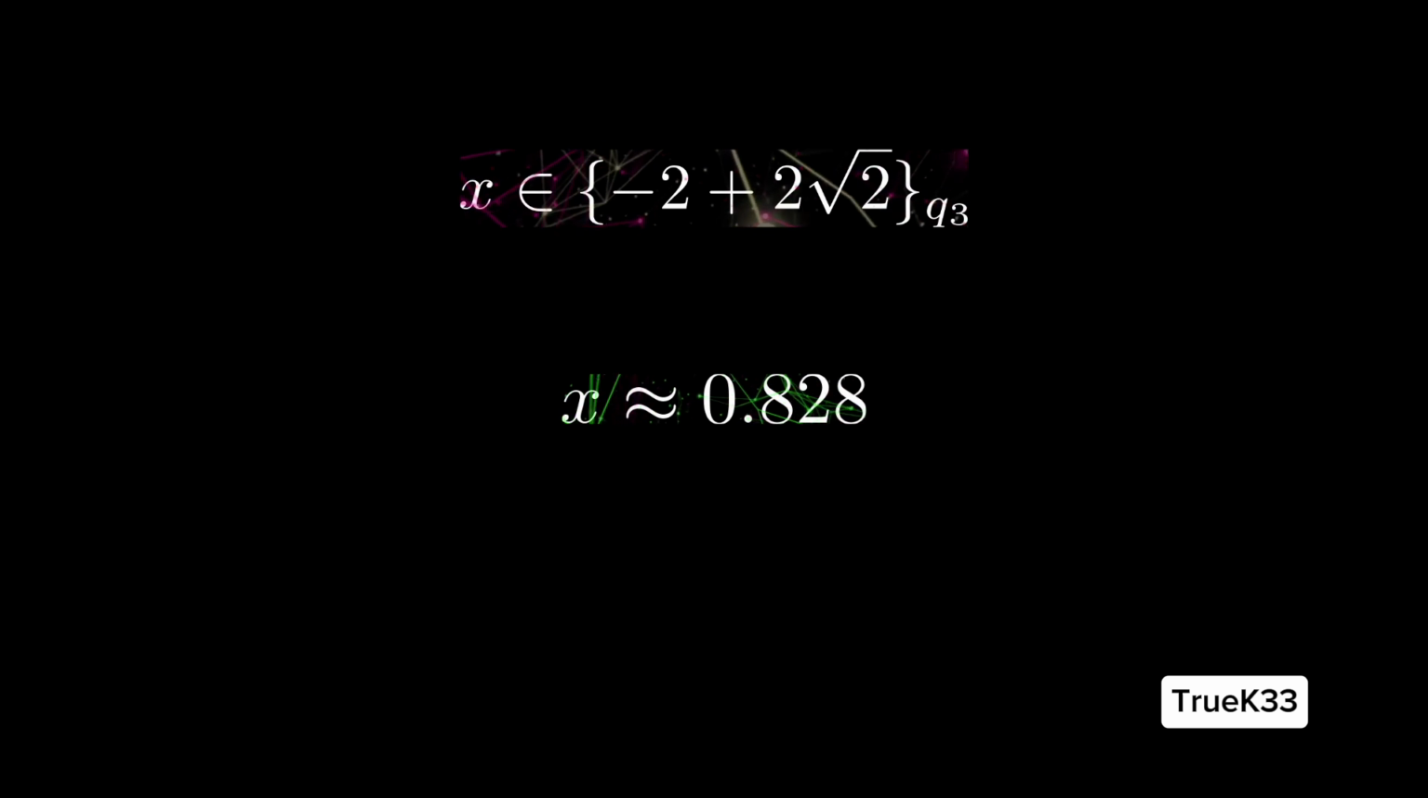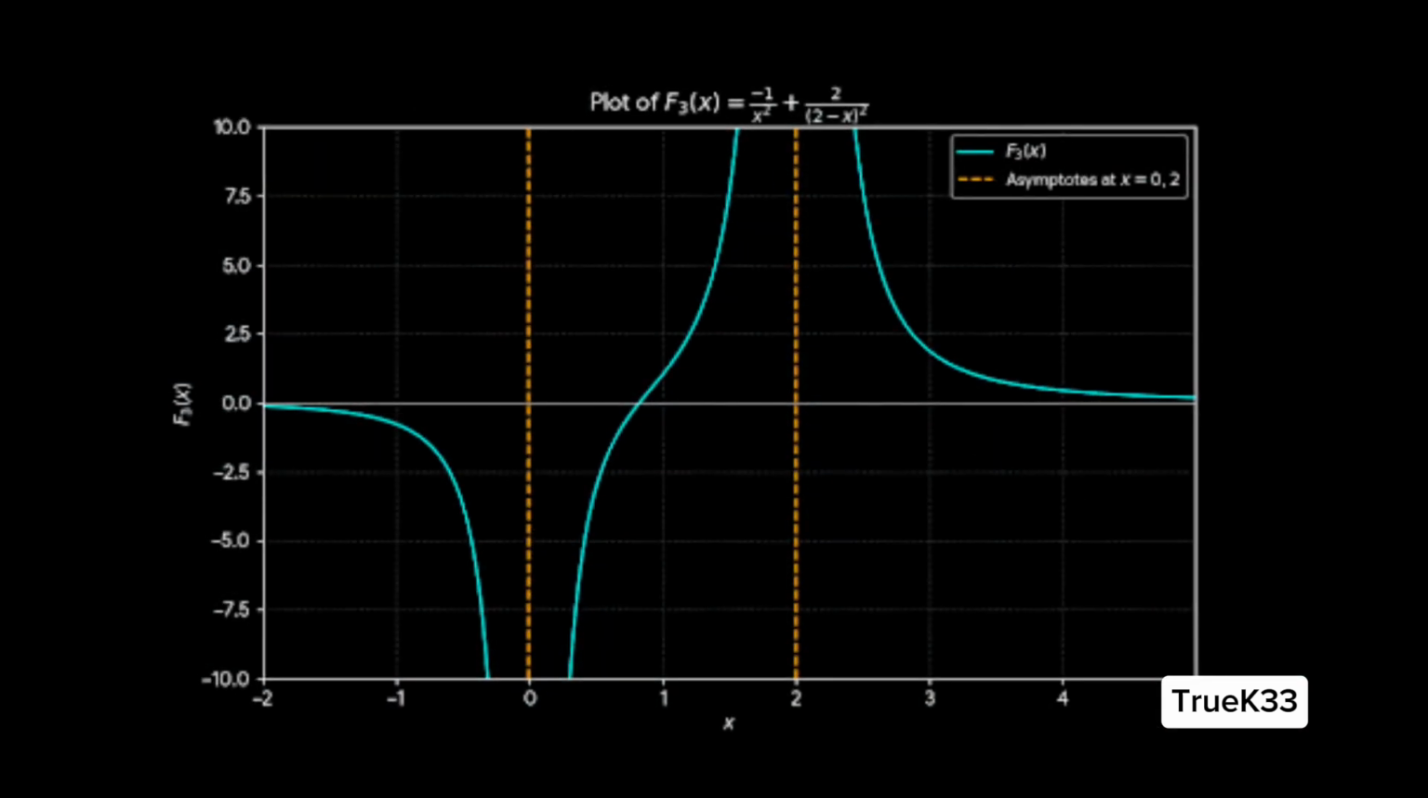Let's see the graph of the force F2. This is the graph of our function F3. Observe that at the 2 points where x equals 0 and x equals 2, the function is undefined, and there are asymptotes, in orange. The region between these two asymptotes is where the charge Q3 must be located.